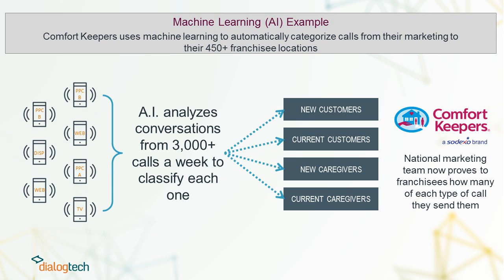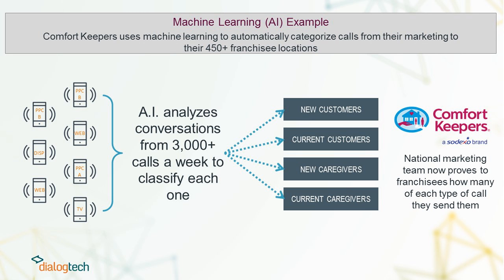The first 2 are whether or not the call is a new customer or a current customer, and the second part is whether or not it's a new caregiver or a current caregiver. So they also do marketing to acquire employees to help them with their senior clients. By using machine learning, all of the calls they're generating from their digital marketing and from their website have the source captured, the conversation is analyzed for them, and they're able to categorize which of these 4 buckets each of those calls belongs to.